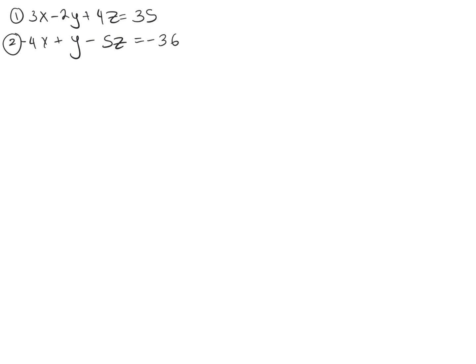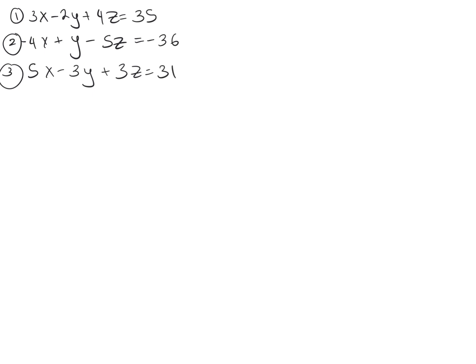Okay, so I'm going to copy down the equations. So we had equation 1, which is 3x minus 2y plus 4z equals 35. We have equation 2, which was -4x plus y minus 5z equals -36. And we have equation 3, which is 5x minus 3y plus 3z equals 31.